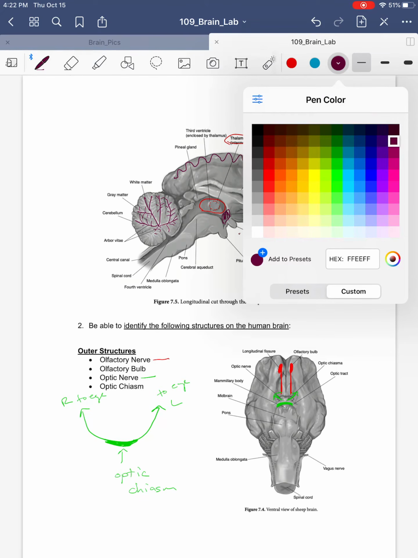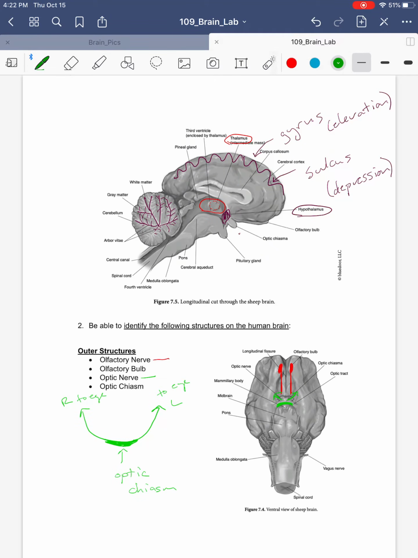Lastly, we have 2 glands. Hanging down from the hypothalamus is a gland called the pituitary gland. Really important gland. It is the gland in our body that releases the most hormones. It's crazy, that little ball that hangs down from your hypothalamus. Pituitary gland. And then behind the thalamus, we have another gland called the pineal gland.